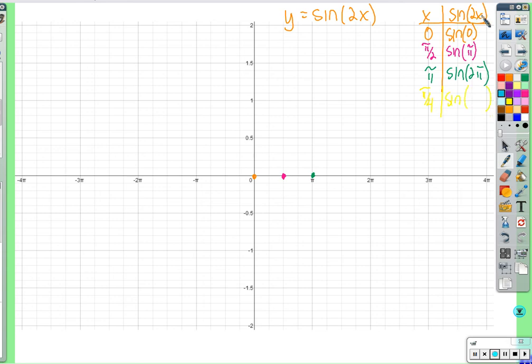2 times pi over 4 is going to be what? Half of pi, pi over 2. What's the sine of pi over 2? 1. Yes. That did change. Did we shorten it? It looks like it's squished. Yeah, did you say the period is different? Yeah, we shortened it. So let's do two black. We'll go to 3 pi over 4.